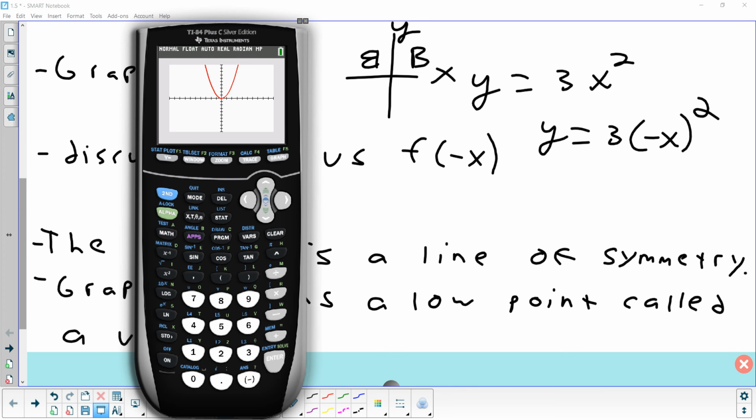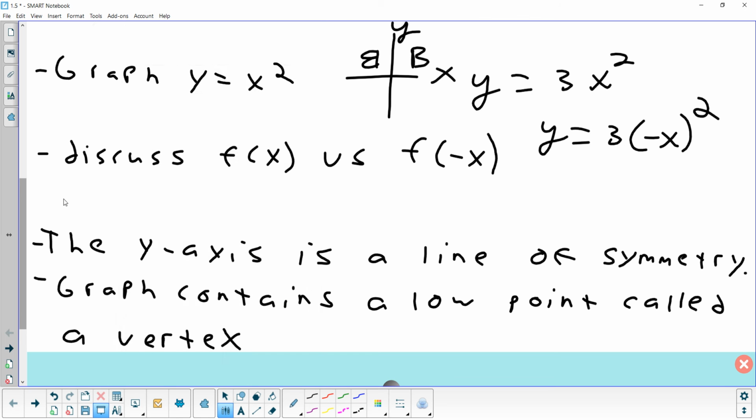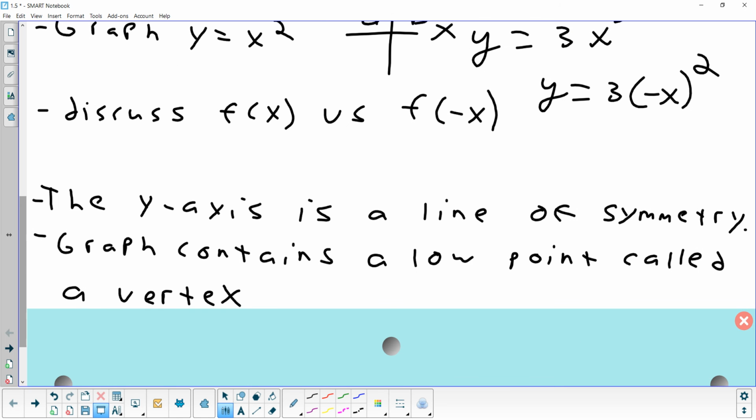Imagine taking a piece of paper and folding it right on the y-axis. The left side would land right on top of the right side, so you can't tell that it's been flipped. The only way you could tell is if the parabola was moved over here, and then you did a mirror image, it would end up over here. But when the parabola is right on the y-axis, you can't tell that you flipped it. That's what the negative inside does: it causes a reflection.